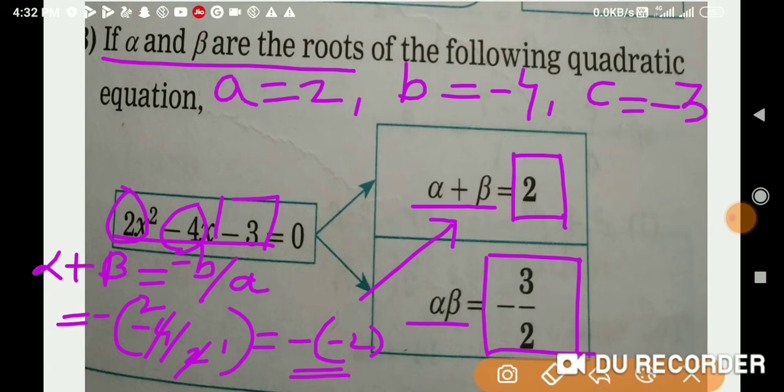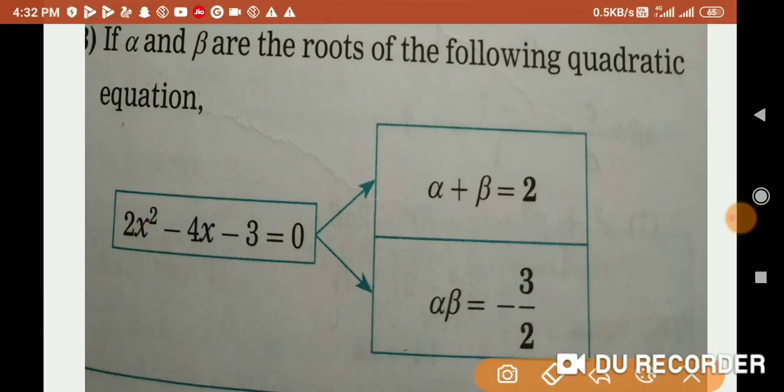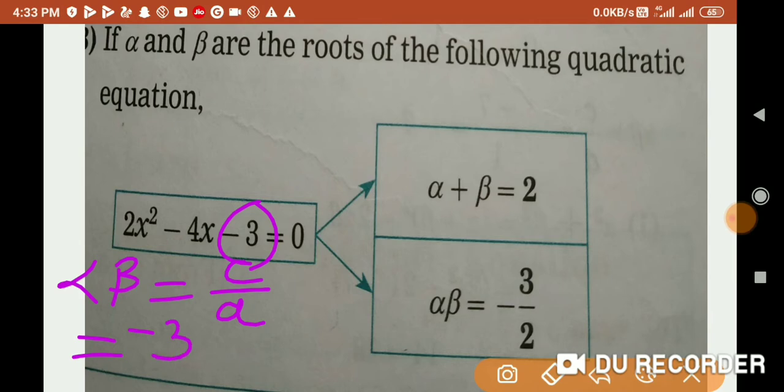Understand? Now how do we get the value of alpha into beta? See here, alpha into beta is equal to c upon a. C is the constant term, which is minus 3, and the value of a, that means the coefficient of x square, is 2. Therefore here we obtain the value of alpha into beta is equal to minus 3 upon 2.